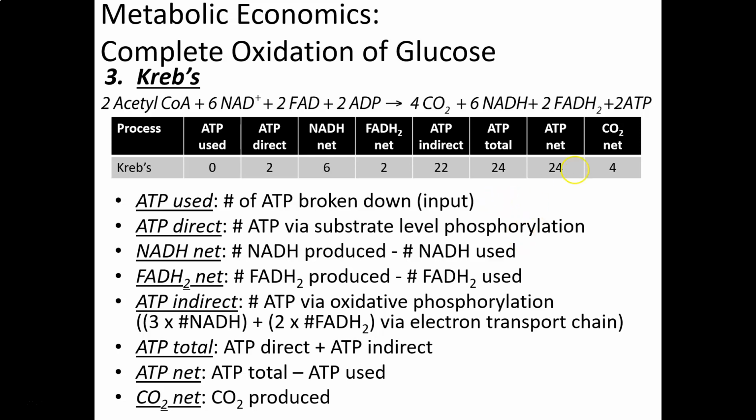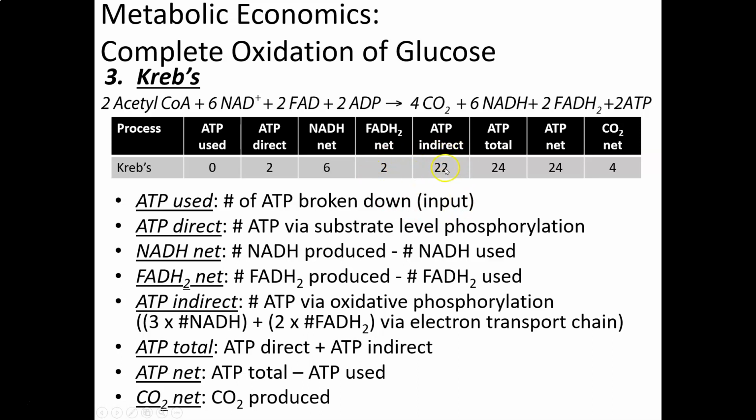So for the Krebs cycle, we don't have to use any ATP. Again, the only time we use ATP is at the beginning of glycolysis. ATP direct, remember 1 turn of the Krebs cycle gave us 1 ATP. And since we have 2 turns per glucose, because we get 2 acetyl coenzyme A, we get 2 direct. My NADH net is 6. Remember, 1 turn gives me 3. The other turn gives me 3, so that's 6. My FADH2 net, I get 1 per each turn, so that's 1 plus 1, that's 2.